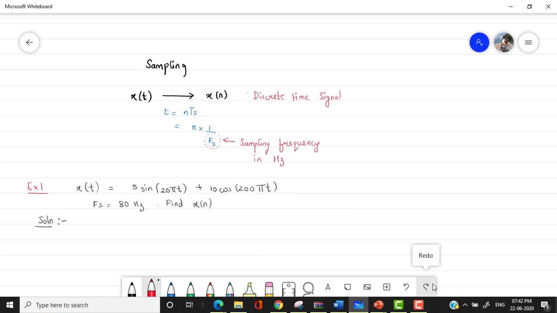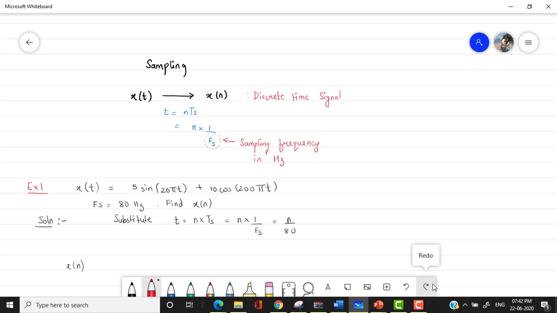So let's see the solution. Like I have told you, to convert any signal xt to a discrete time signal, what we have to do is substitute t is equal to n Ts, where Ts can be written as 1 upon Fs, where Fs stands for the sampling frequency. So let us substitute the value of the sampling frequency Fs, so n divided by 80. Wherever you have t in the given equation, we have to substitute it as n by 80.